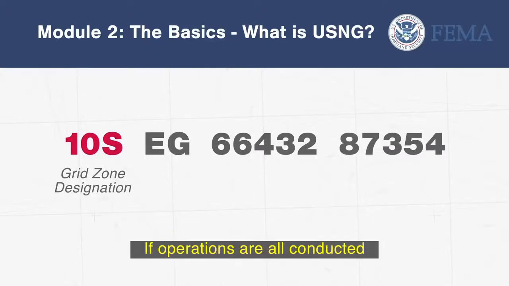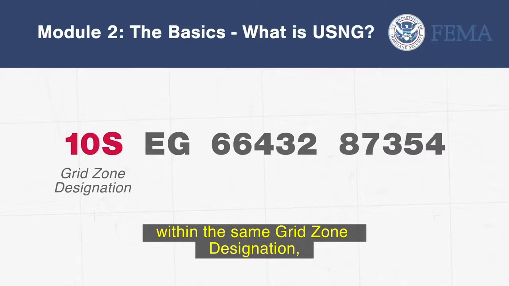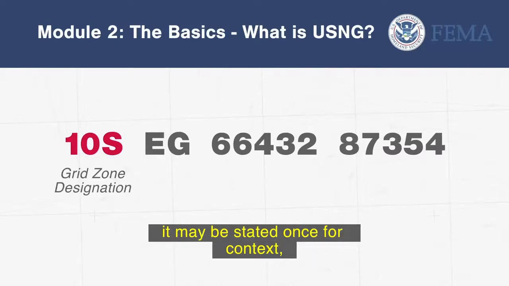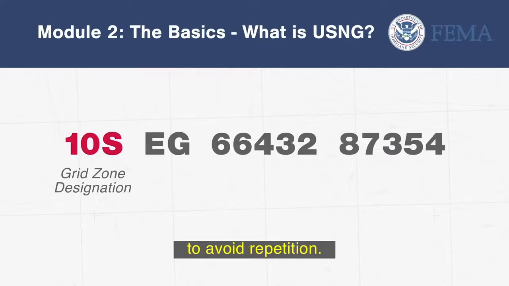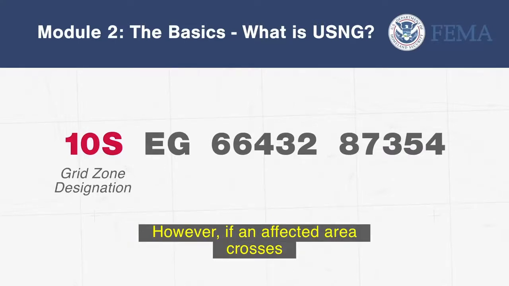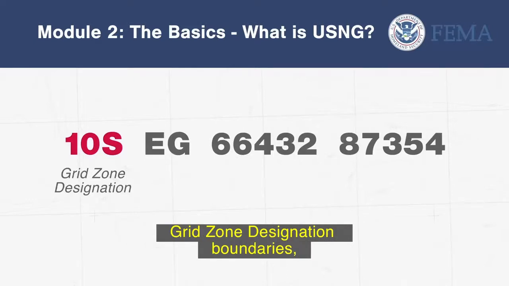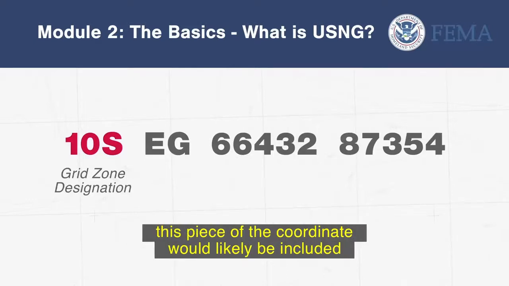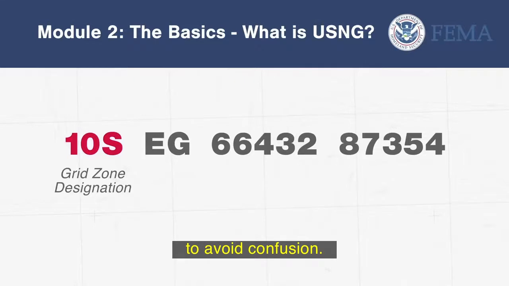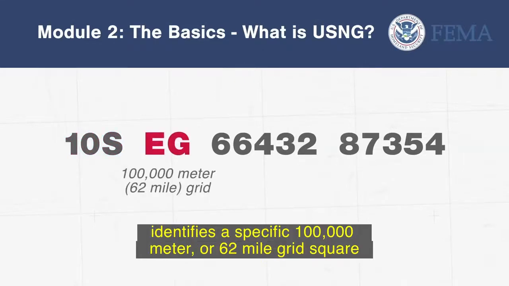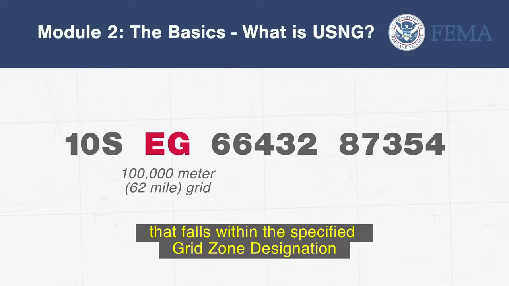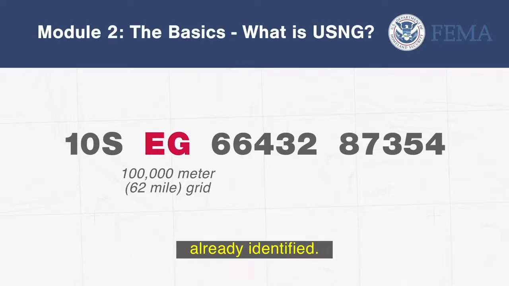Grid zone designations might not always appear as part of a USNG coordinate in an operational setting. If operations are all conducted within the same grid zone designation, it may be stated once for context and then dropped in subsequent communications to avoid repetition. However, if an affected area crosses grid zone designation boundaries, this piece of the coordinate would likely be included to avoid confusion.